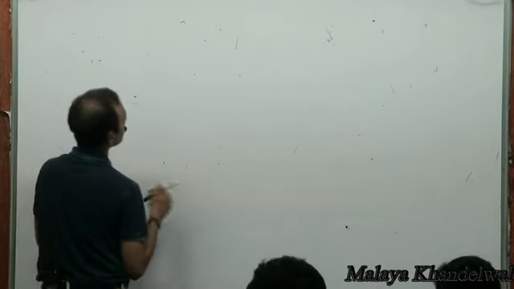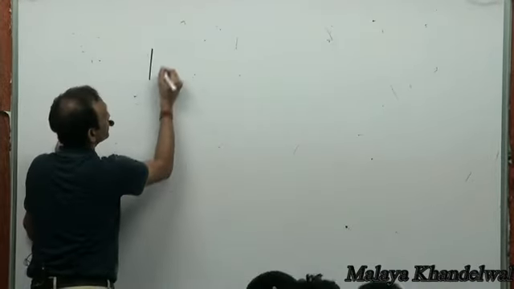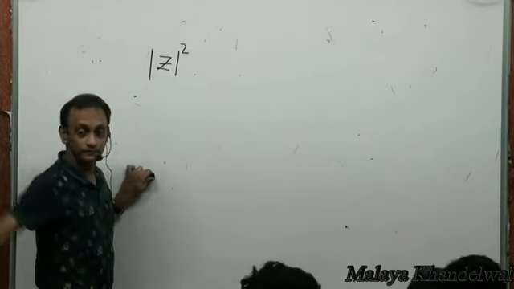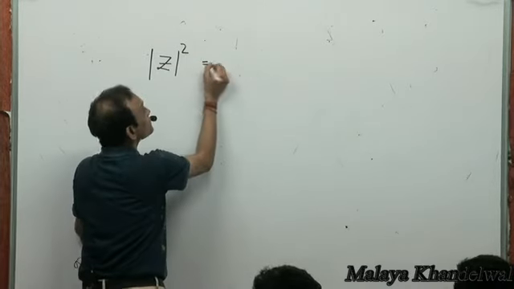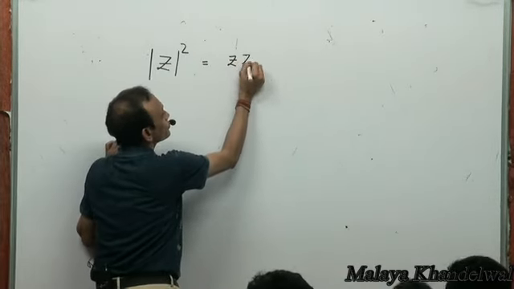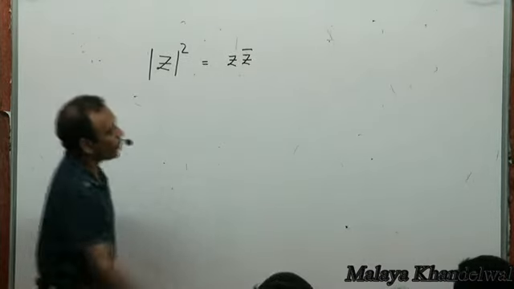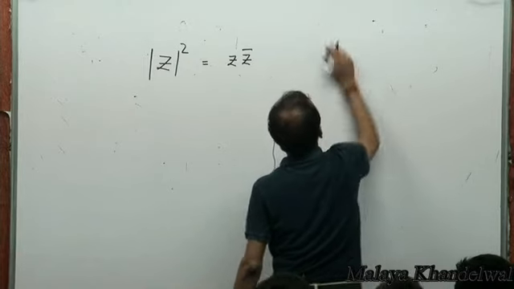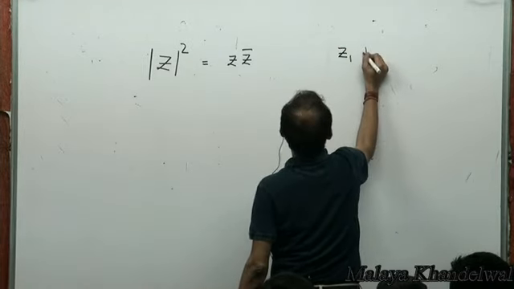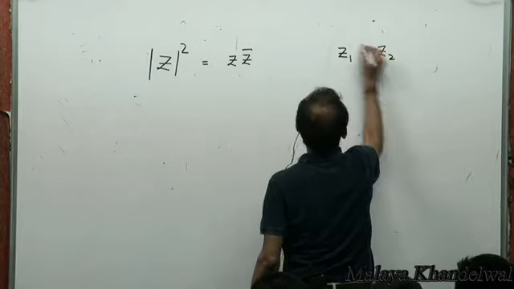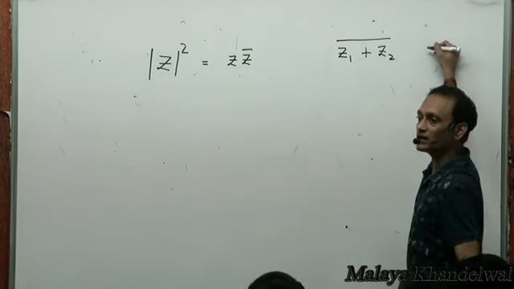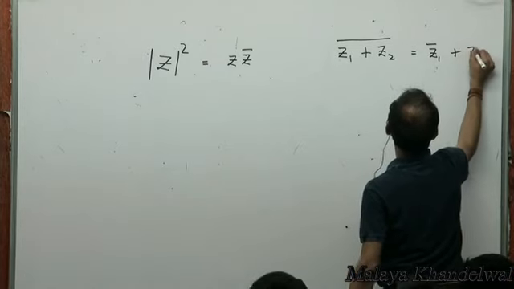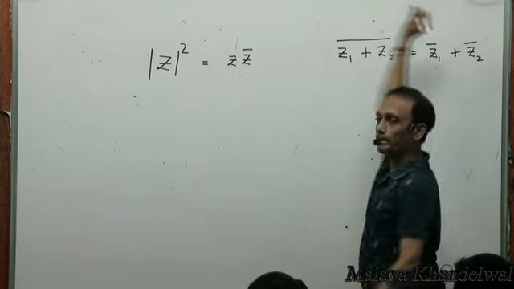Now, like I said earlier, two things. One, mod z squared is z z bar. Yes or no? Right? I also said that for z1 plus z2, the bar of the sum will be the sum of the bars, right? This is like z1 bar plus z2 bar. Yes or no?